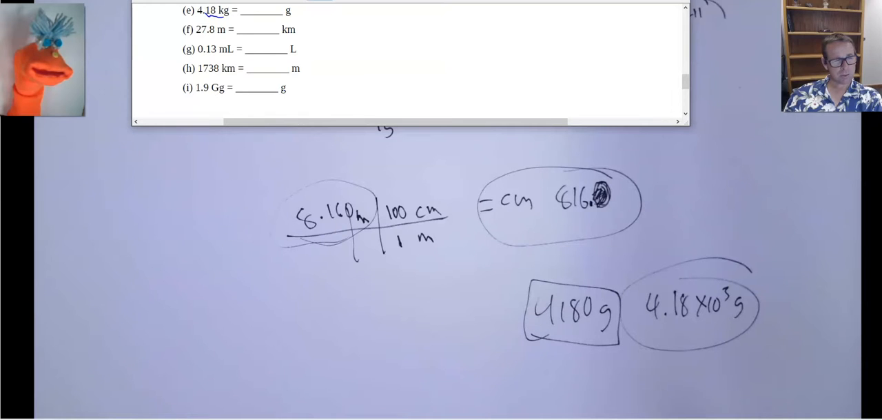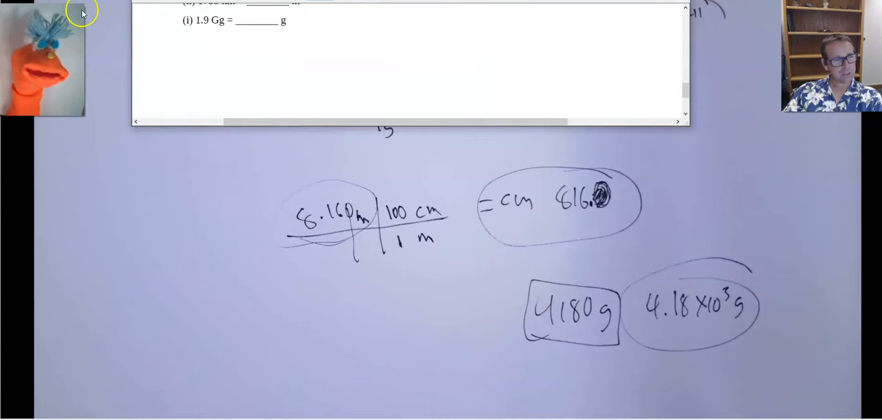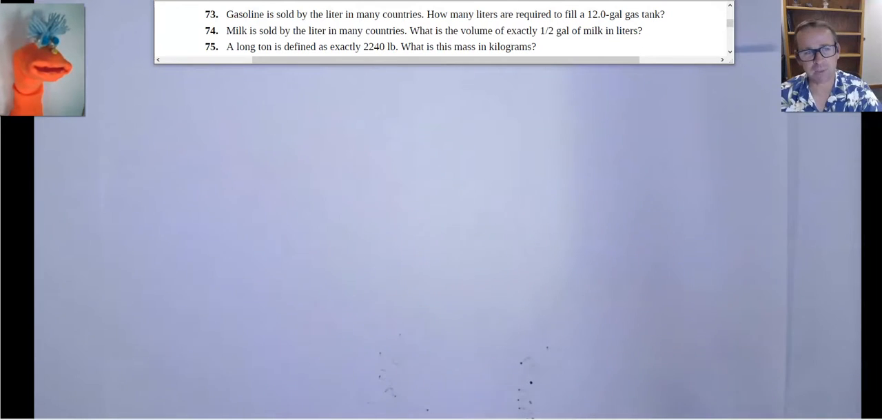1.738 kilometers. Times 1,000, right? That's right. So 1,738 meters. Gigagrams, 1.9. Is it 10 to the 12th or 10 to the 9th? Oh, 10 to the 9th. So 1.9, move the decimal place over 9 times to get it to grams.